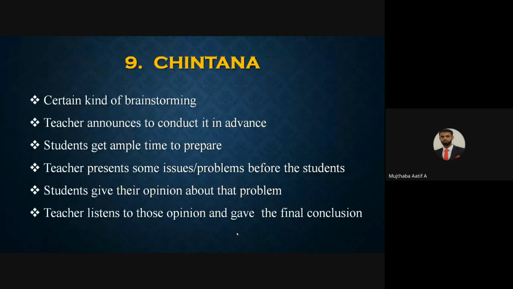So finally, the last point of teaching, and that is Chintana. So what is Chintana? Some points have been mentioned. I would like to request any one of you to please read these slides.